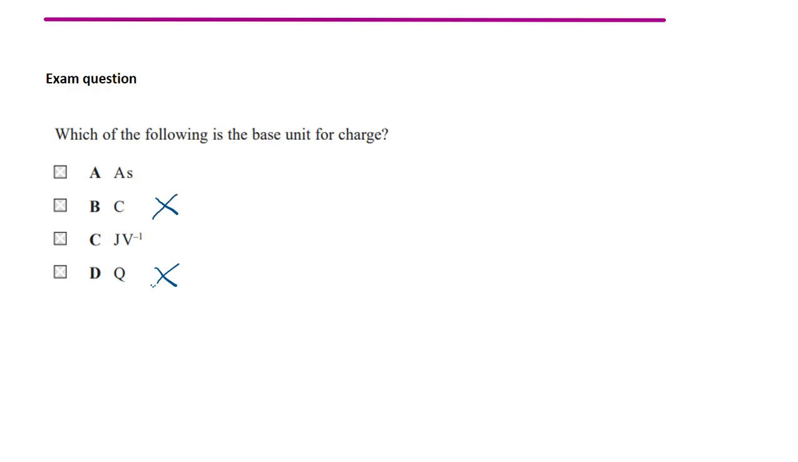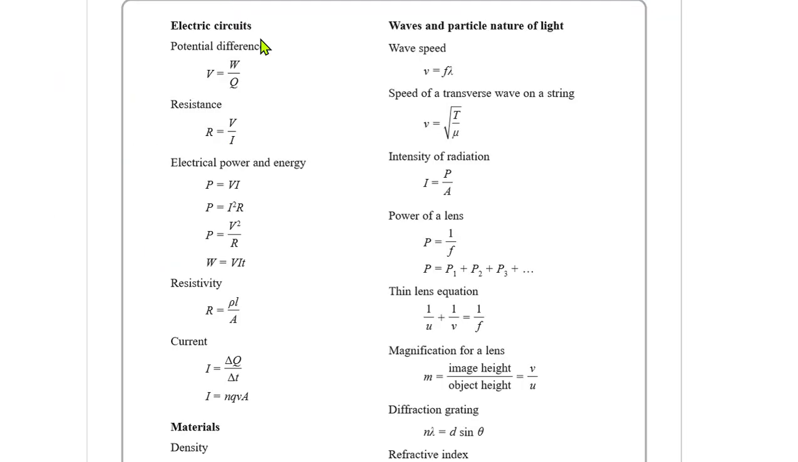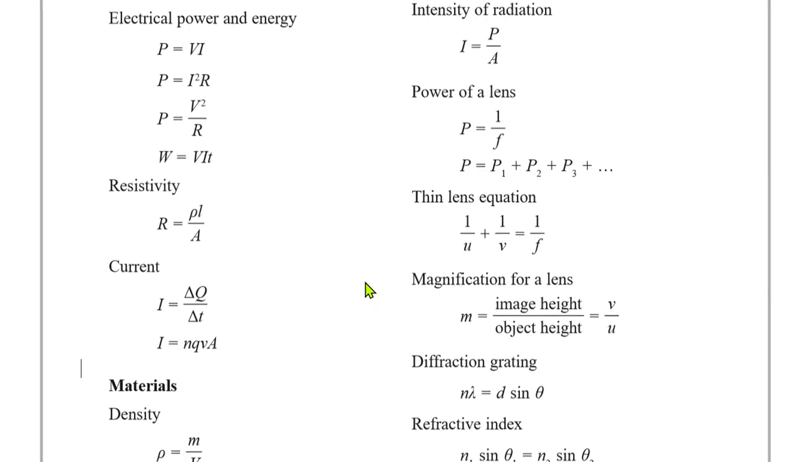Now, C doesn't look anything like what we're looking for, but we'll go to the correct answer, which is A, and explain why. So if we go to the formula sheet that's supplied with the exam paper, we will see that there is a relationship between current, change in charge, and change in time, this one here. So that will help us work out what the units for charge will be in terms of the base units.